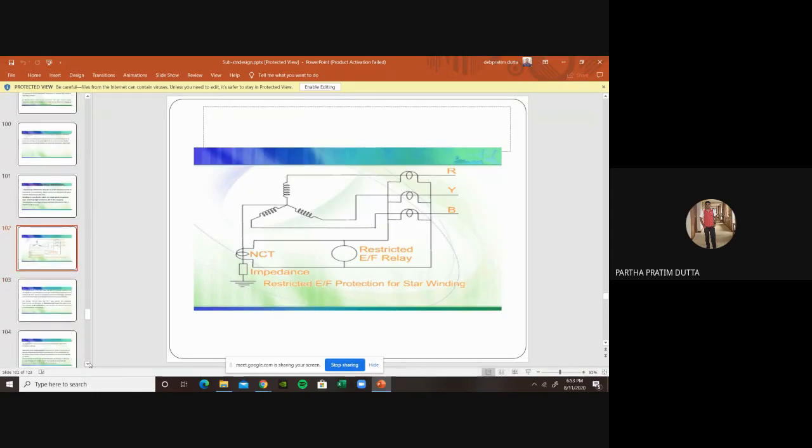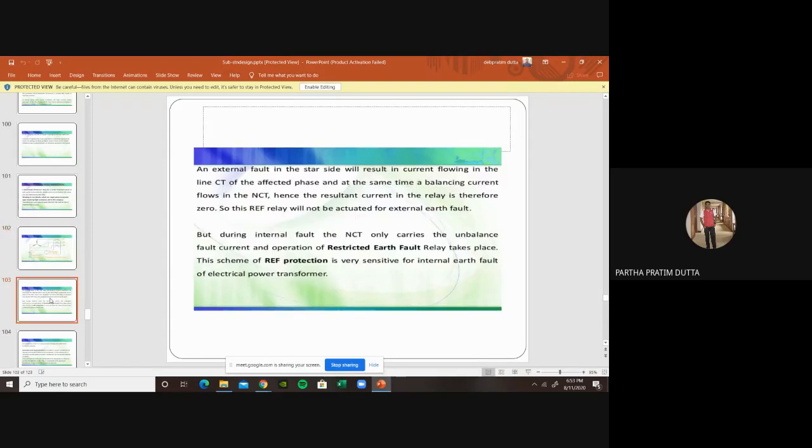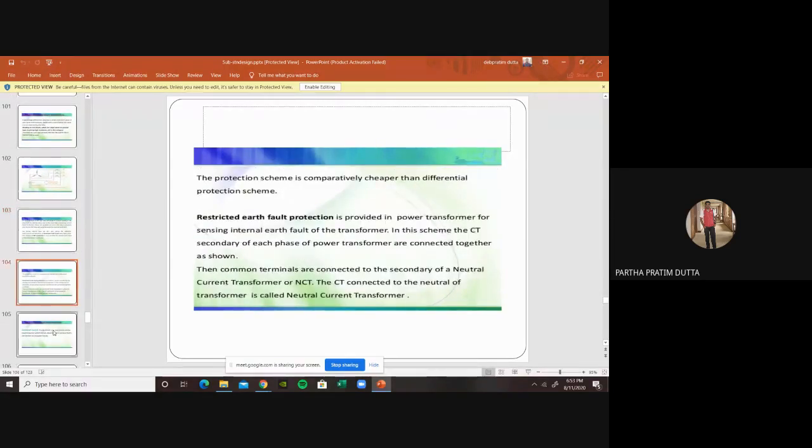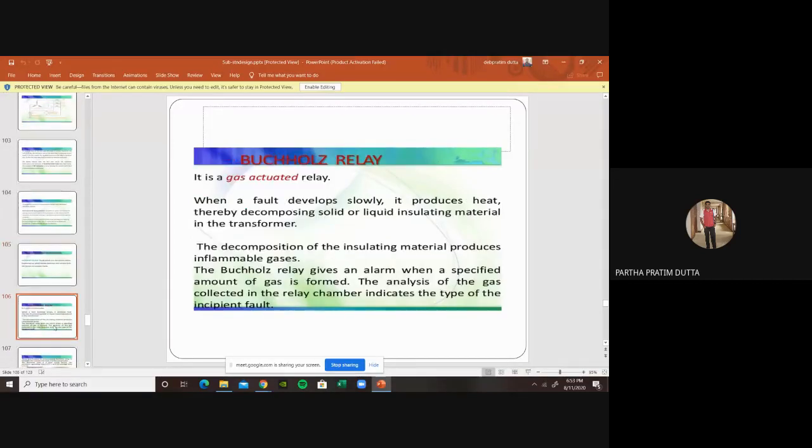And it is a very close zone. It is not a broad zone like the differential protection relay, but a very close zone. If something happens internally in the transformer, the restricted earth fault protection relay takes care of that. That is being given over here. Now, protection of incipient faults is also done by our restricted protection.